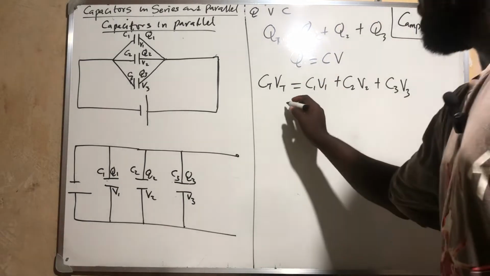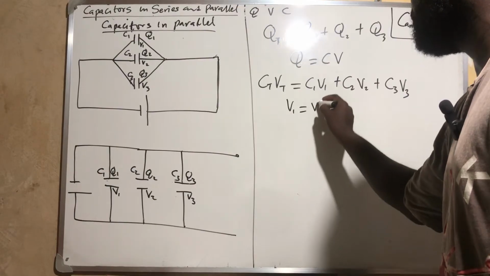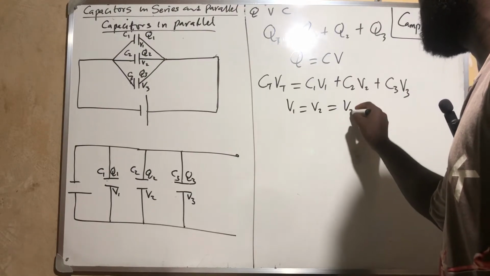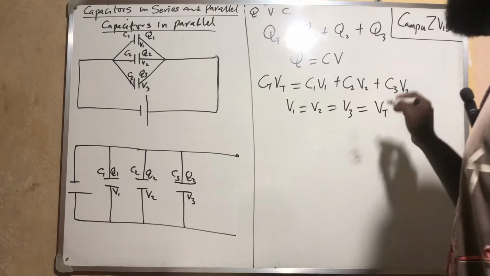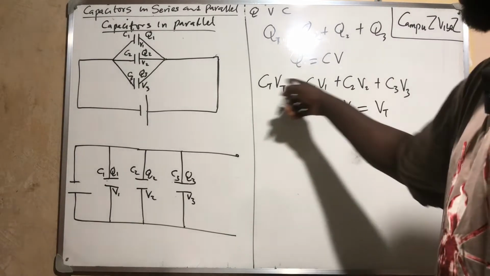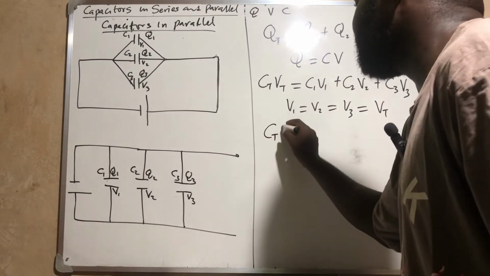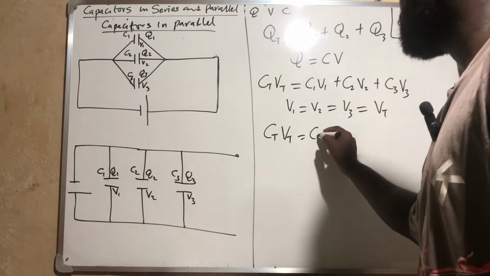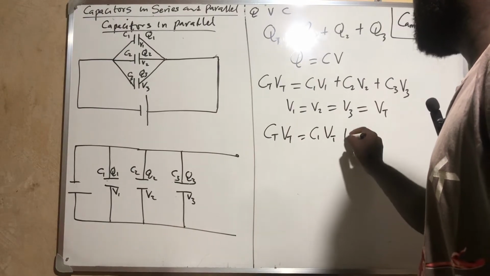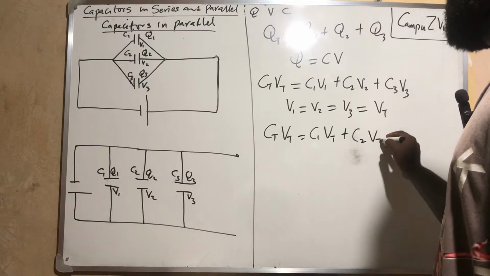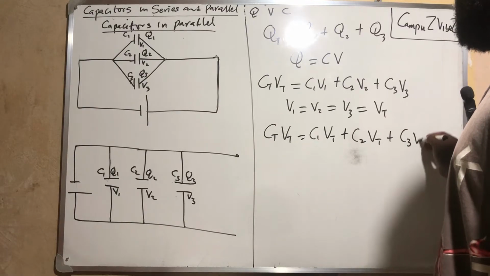So what does it mean? It means that V1 must be equal to V2 and it must be equal to V3. So let me represent them with VT. Okay, so what does it mean now? Let us put it. So CT VT is equal to what? C1 VT plus C2 VT plus C3 VT.